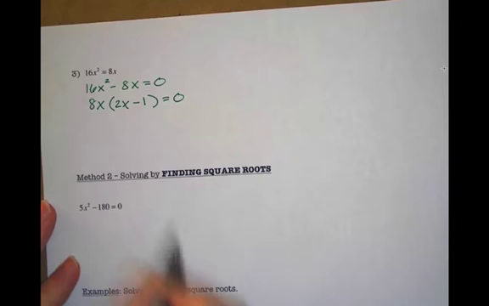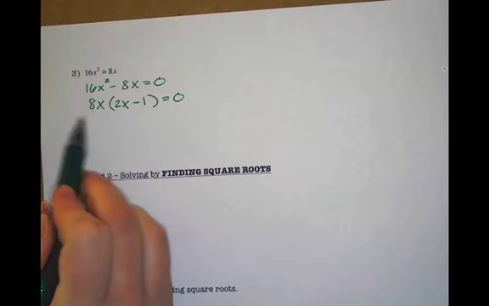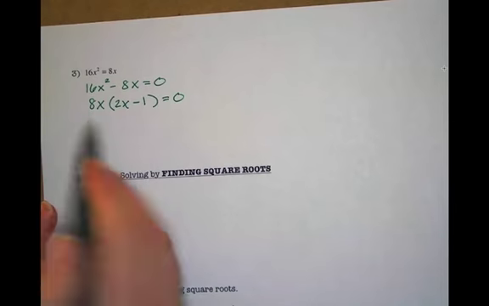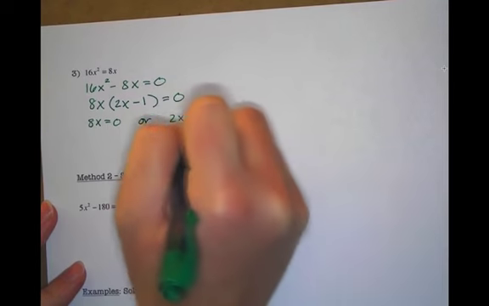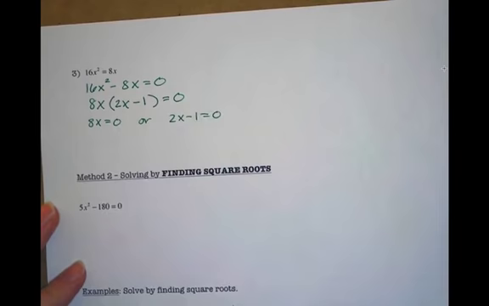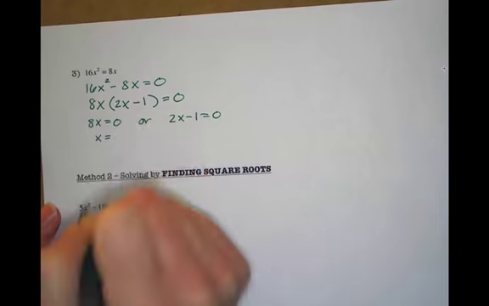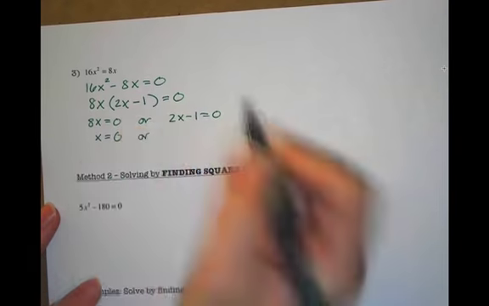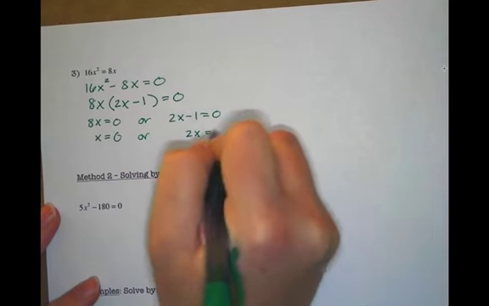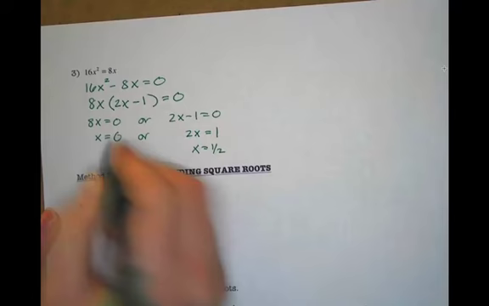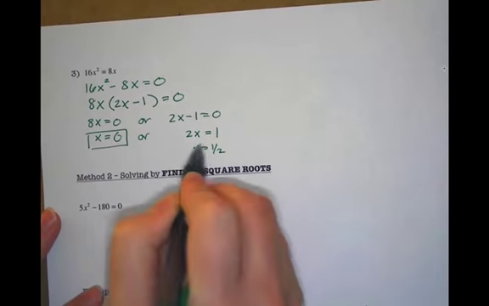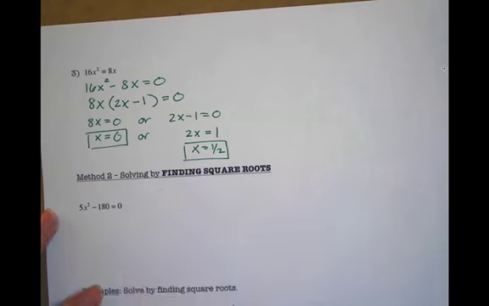Okay, so this is a little bit different than the one before because this isn't just an 8, it's an 8x. So we would want to say 8x equals 0 or 2x minus 1 equals 0. So then if we solve, x could be equal to 0 or 2x equals 1. So x equals 1/2. So those are our two solutions, x equals 0 or x equals 1/2.